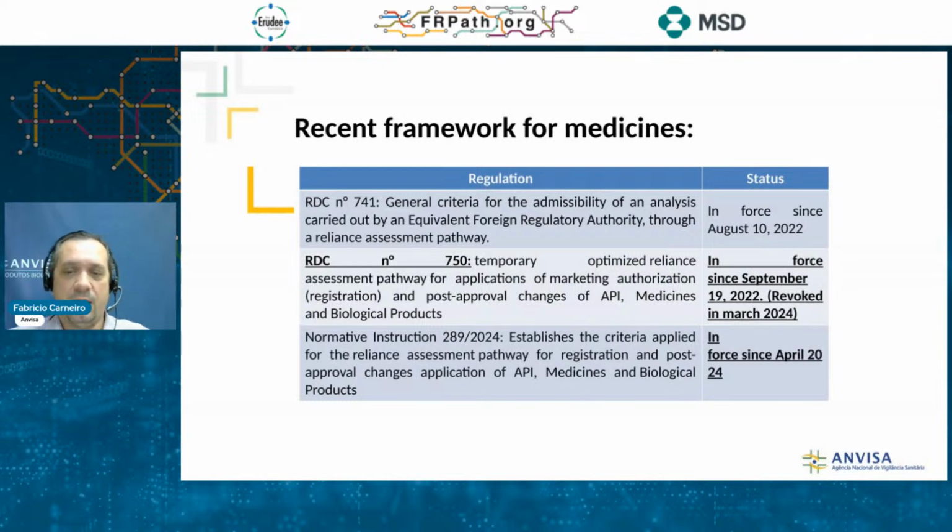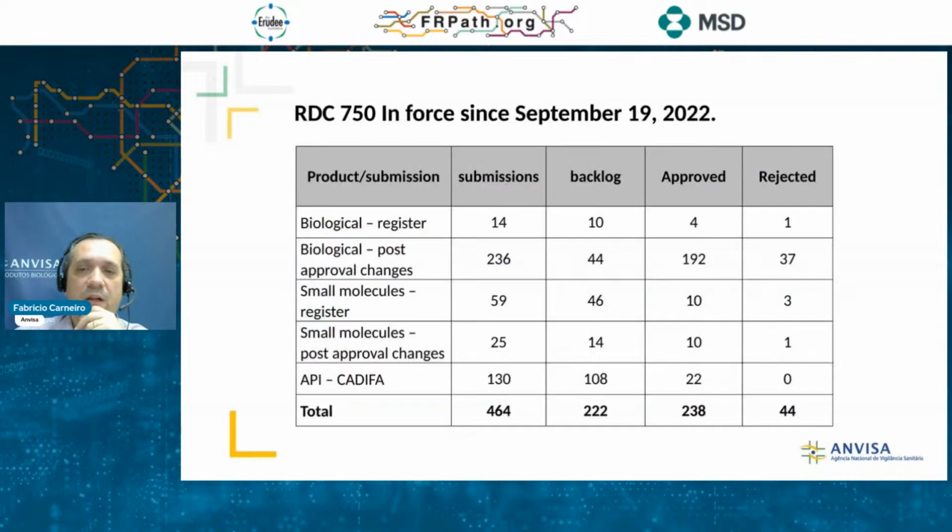And today, since April this year, 2024, we have enforced normative instruction 289, which established the criteria for the Reliance assessment pathway for medicines, API, and biological products. So this is the framework. The RDC 750 was used as a pilot to collect some information for the final normative instruction that is enforced now. Here are some data from the pilot that we started to use in September 2022.